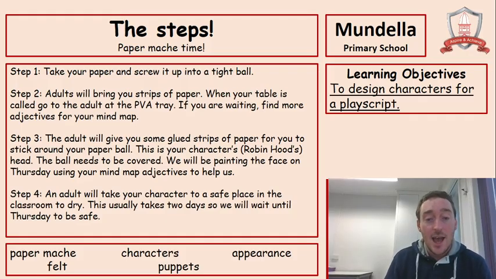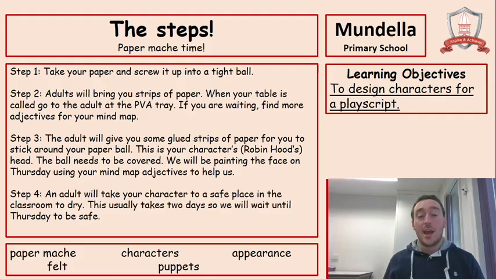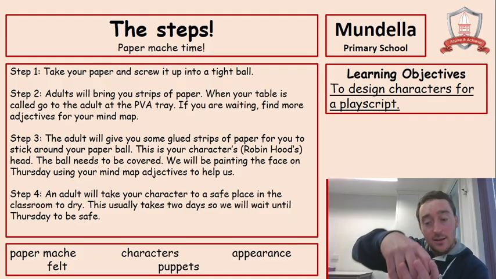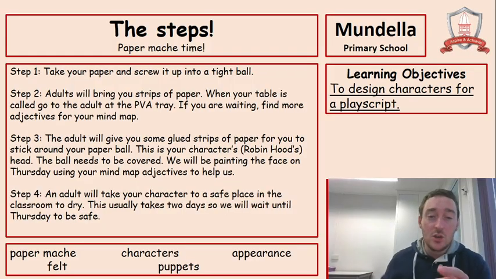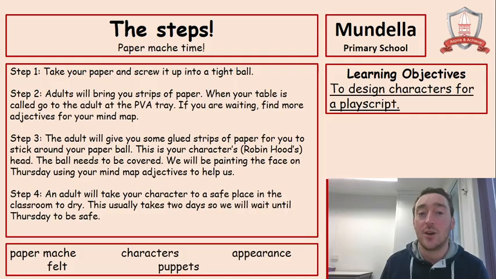Step 3, so the adult will give you these glued strips of paper once you've come up to the PVA tray, and then you'll be able to stick those around your paper ball. Now once they've dried, that means that you'll have something solid that looks like a head, but it usually takes about 2 days to dry. So when we finish the heads, it will be later in the week.